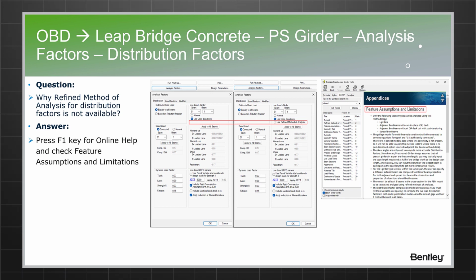Once the user clicks the F1 key for online help and checks feature assumptions and limitations, we have a few limitations and assumptions which need to be adhered to for the refined method of analysis to be activated. Some of them are that this method of analysis is available only for I girder, spread box beam, and adjacent box beam. And also a minimum of 3 girders should be there for the FEM to be set up so that the user is able to run the refined method of analysis.